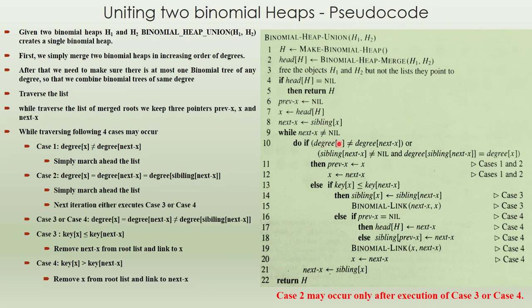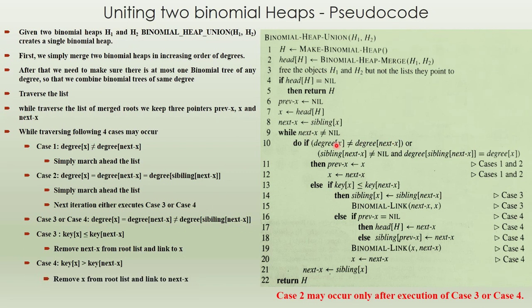Again you look at this condition. This entire if condition will become true when either this condition is true or this condition is true. There are two conditions. This entire if condition will be true if either of these two conditions is true. Just imagine this first condition is false. First condition is false means degree of x is actually degree of next x.